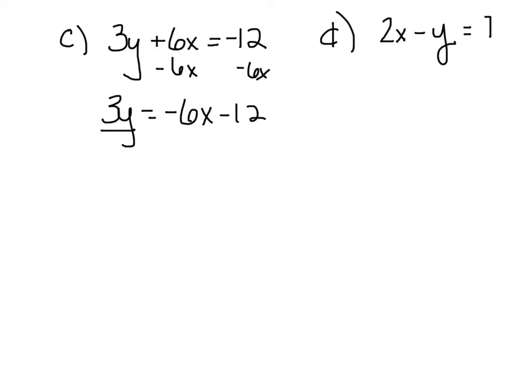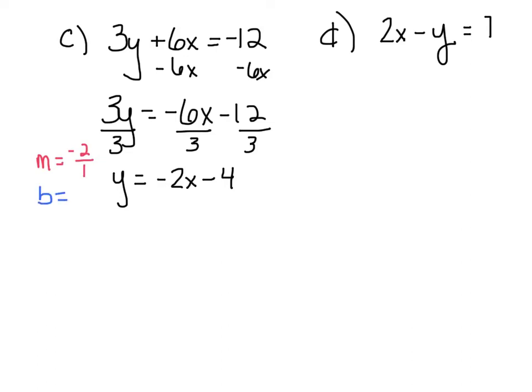I then have to divide everything by 3. So that would give me y equals negative 2x minus 4. My slope would be negative 2 over 1. My y-intercept is negative 4. So you can tell me right now what this graph is going to look like. My graph is going to be going downhill and cross through negative 4 on the y-axis.